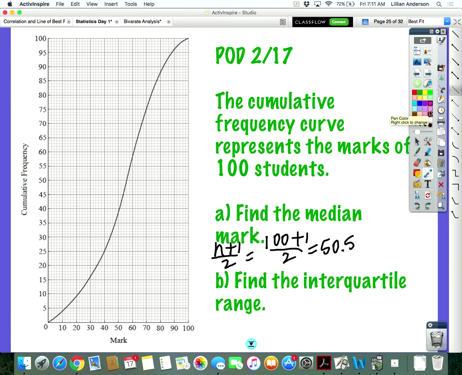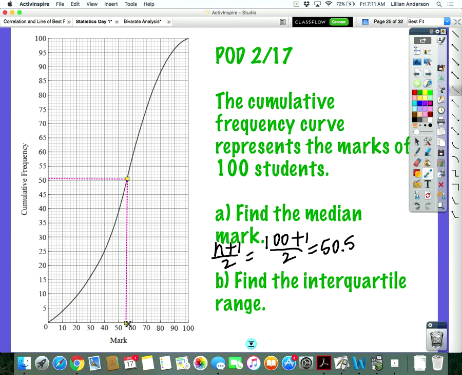So I'm going to go with 50.5. I'm going to go ahead and make this as thin as I possibly can. And 50.5 is going to be right up there. Draw this line over to where it hits the curve. And then I'm going to drop down perpendicular to see exactly what value that is.